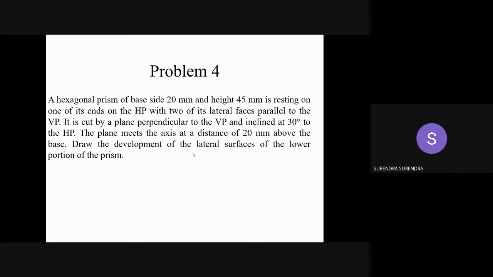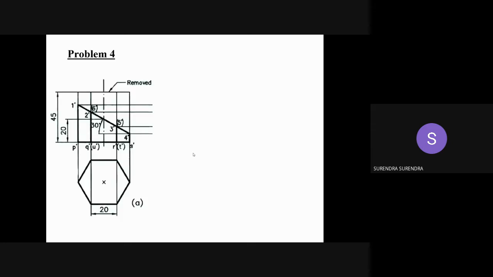Draw the development of lateral surfaces of lower portion of the prism. So most of the cases, the default one is we're going to draw only the projection or development of only the lower portion. Lower portion is the portion between cutting plane to the XY line. First step, draw the projection of the prism. So the initial view with two of its lateral surfaces parallel to XY line in top view. Complete the top view and project it onto the front view.